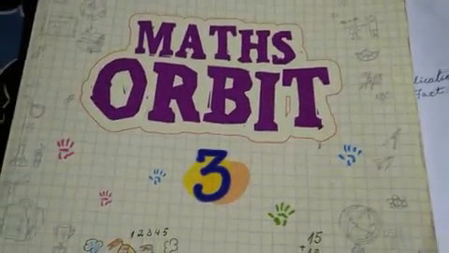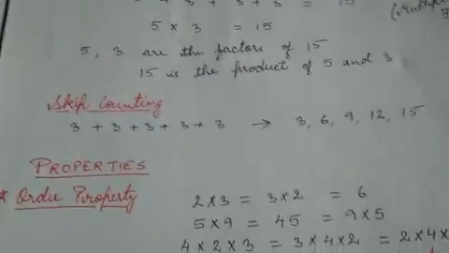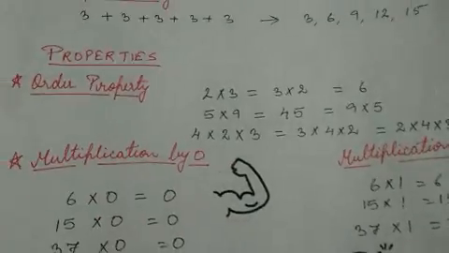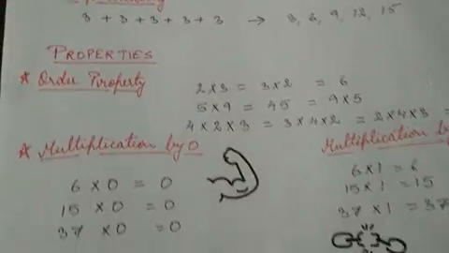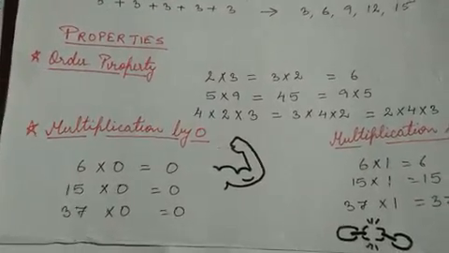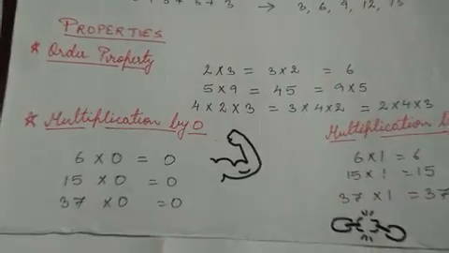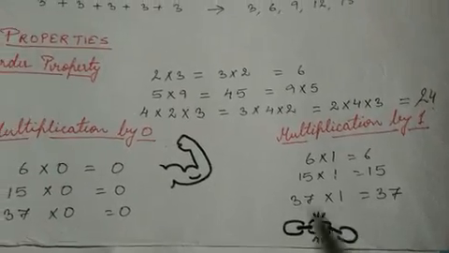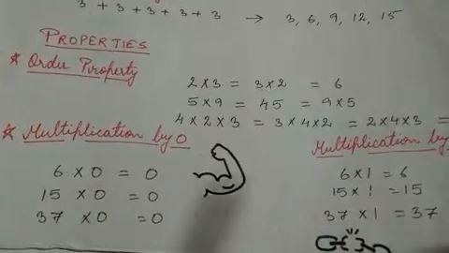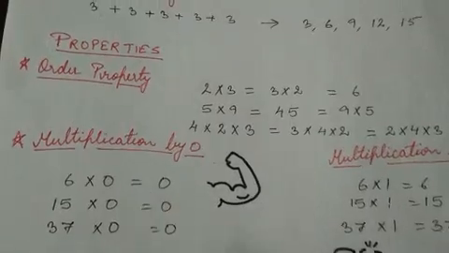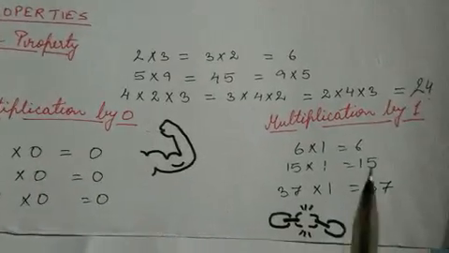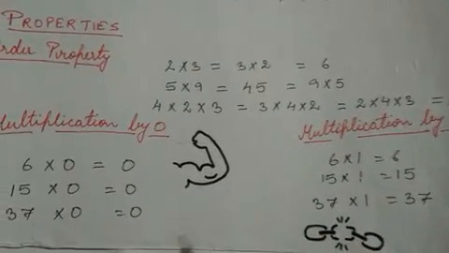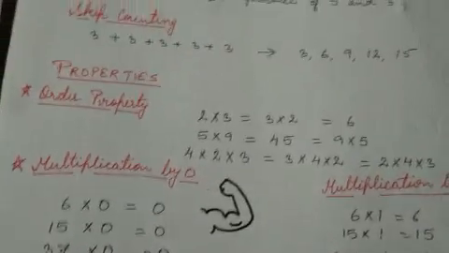Okay, so we were doing Maths Orbit. We have learnt about the properties of multiplication: the order property, multiplication by 0 and multiplication by 1. So we were going ahead. Now there is one more property which I did not teach you that time because it was not needed.